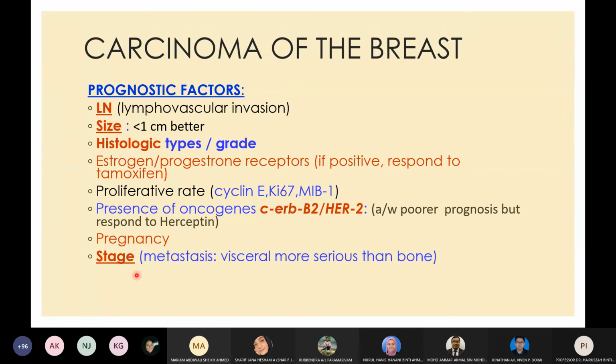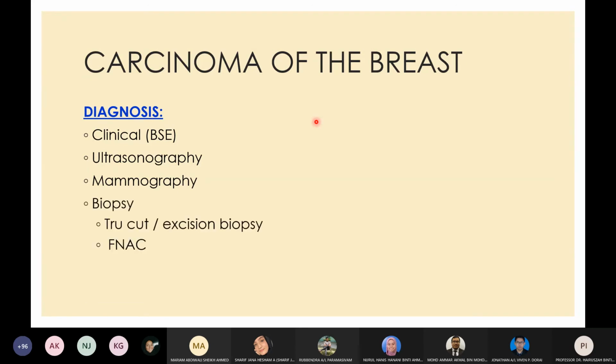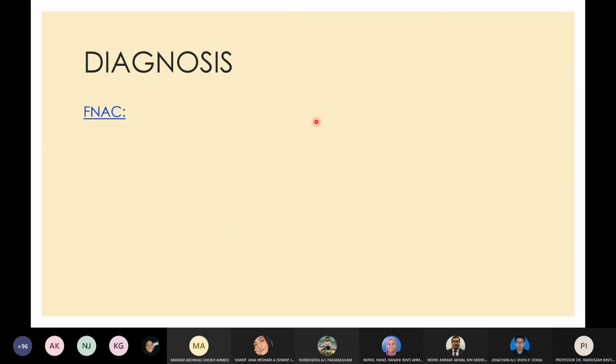This one I will not elaborate. I'll give you some slides just to show you how staging is done, but we'll not talk about it in this lecture. Right, I think we are coming to the end. As for how you diagnose, there is BSE, breast self examination, which can be done by the patient. The patient can go for routine checkup. Sometimes when they have a complaint of some lesion or mass, you do ultrasound, mammogram, and you follow up with excision biopsy or FNAC, right?